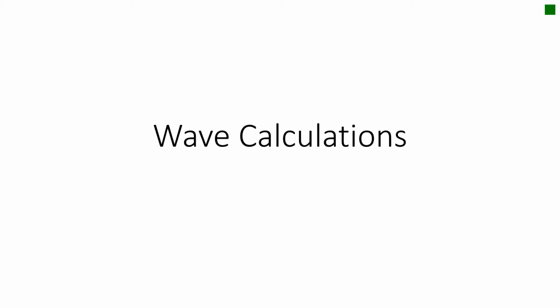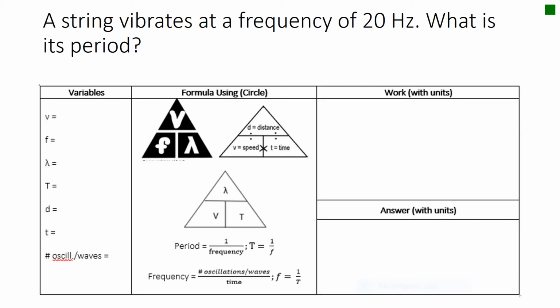Today's focus will be on wave calculations. All right, so let's do problem number 1. A string vibrates at a frequency of 20 hertz. So as soon as I see that, I know what frequency is, and the frequency symbol or variable is F. So I'm going to write down 20 hertz.